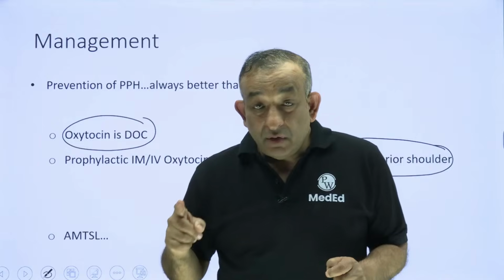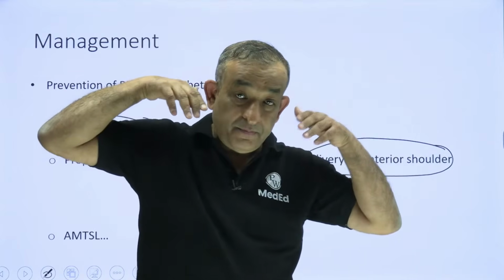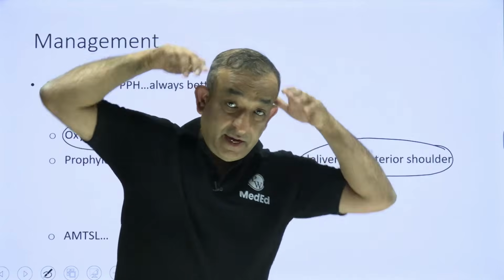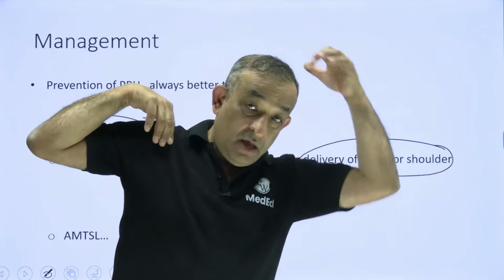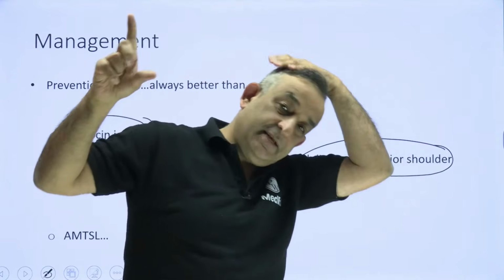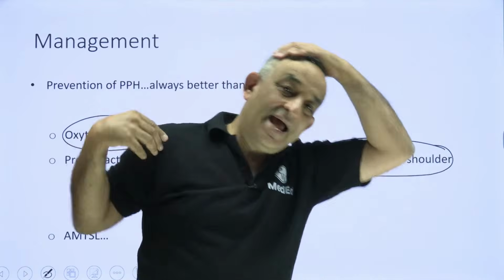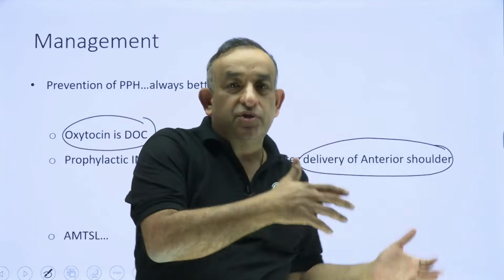So when you give the oxytocin after the delivery of the anterior shoulder: the head comes out. Intern, get ready, okay? Head comes out. Intern, ready? Okay. I'm holding the head of the baby. The anterior shoulder comes out. Intern, give the oxytocin. The intern gives the oxytocin intramuscularly the moment the anterior shoulder comes out. Now the posterior shoulder will come out.